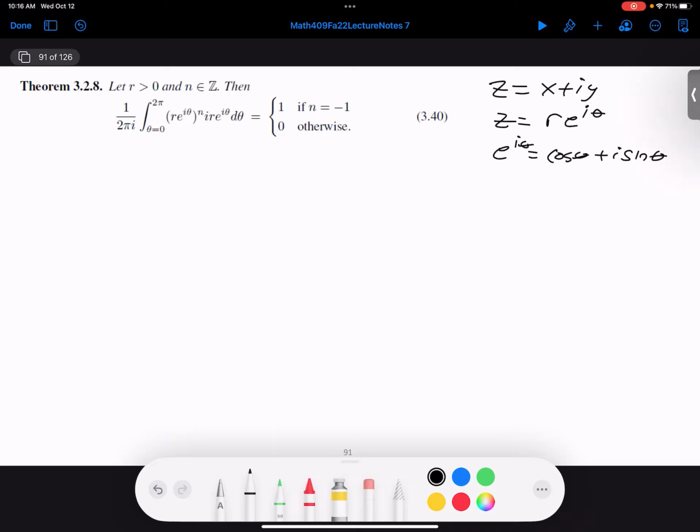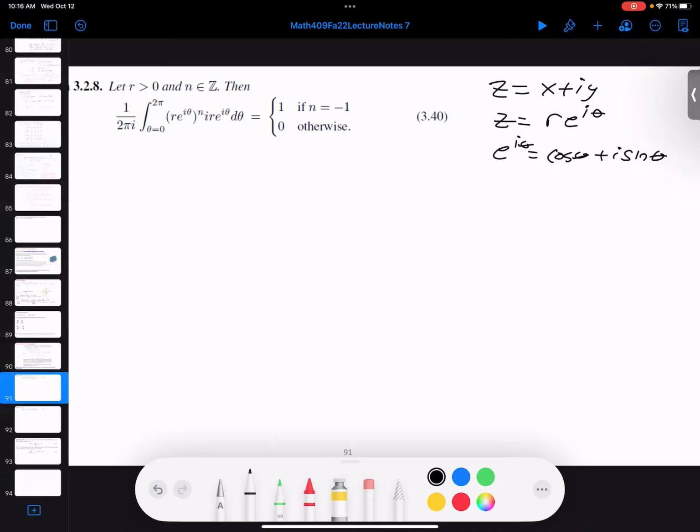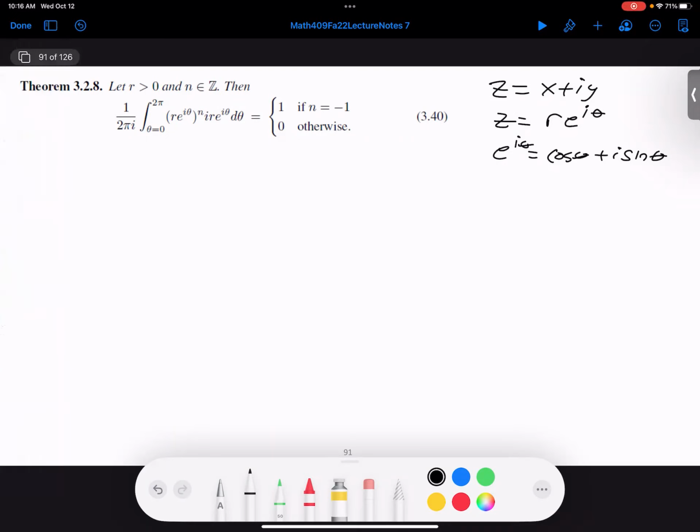Has anybody not seen e^{iθ} is cosine θ plus i sine θ? This is not always covered in classes. Okay, so one way to see that e^{iθ} is cosine θ plus i sine θ is to look at the Taylor series for e^u, the Taylor series for cosine of u, and the Taylor series for sine of u, and then plug in u equals iθ. And when you look at the Taylor series for e^{iθ}, you'll see that it equals the Taylor series for cosine u plus i times the Taylor series for sine u.